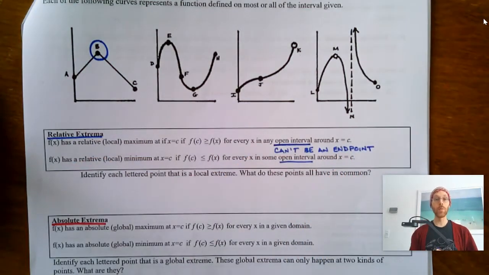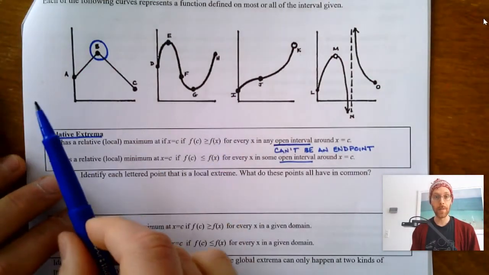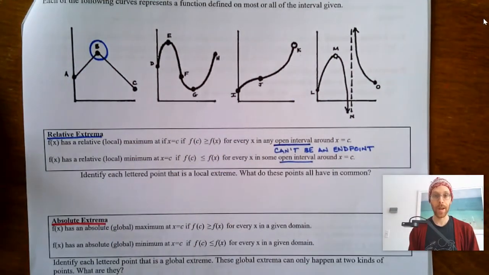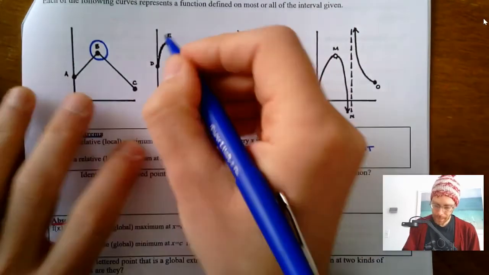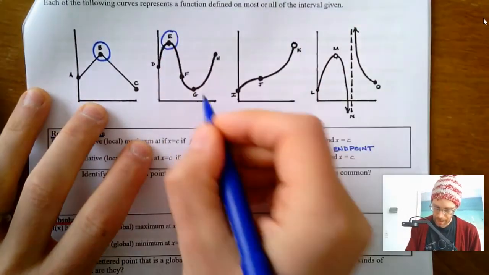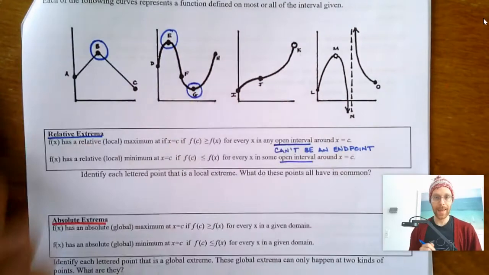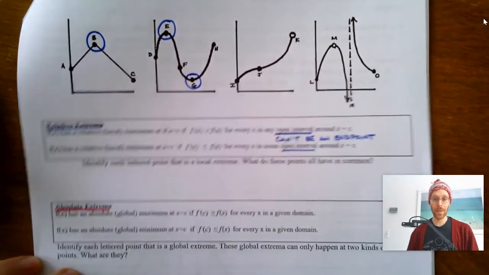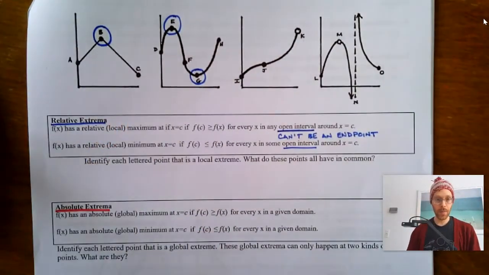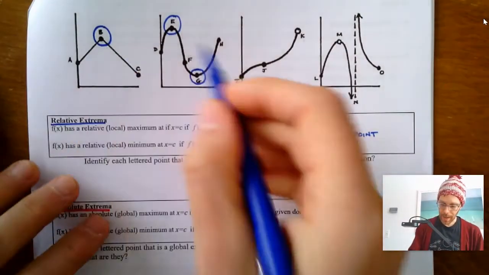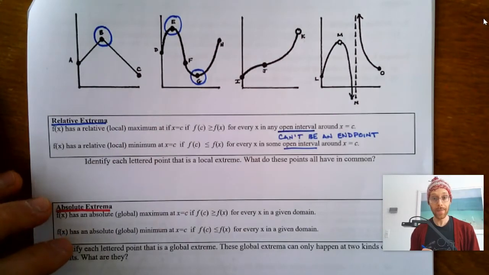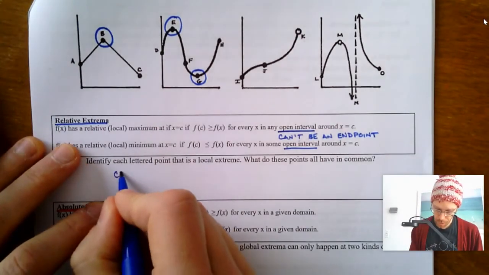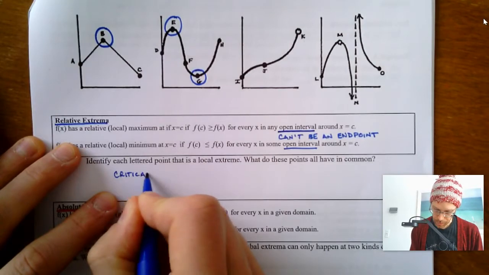I would like you to tell me, where are all of the relative extremes on these graphs? So hopefully you said that they are at B, at E, and at G, and that is it. So there are relative extremes. Now, what do all of those points have in common? Boom, boom, boom. They are critical points.